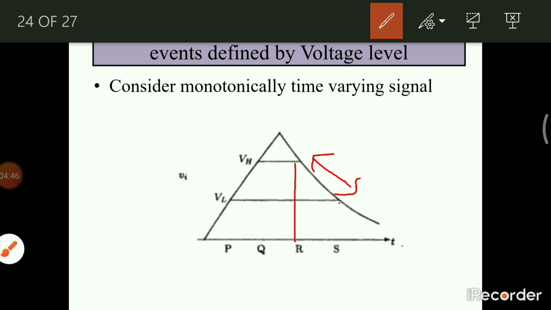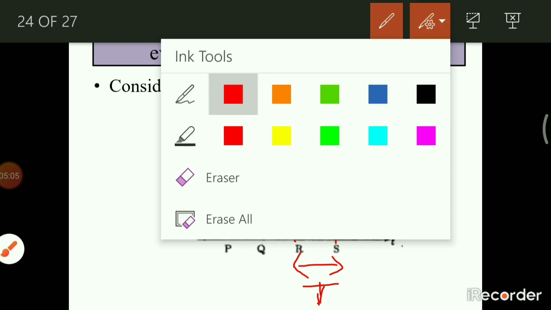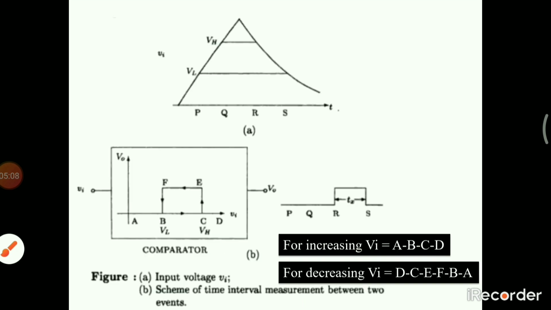So how much is the time between VH and VL, that is the time between R and S. So let's say this is the time. Our objective is to find out how much is the time T between R and S. This is our objective. Now here we can see a comparator is used to find out that time.